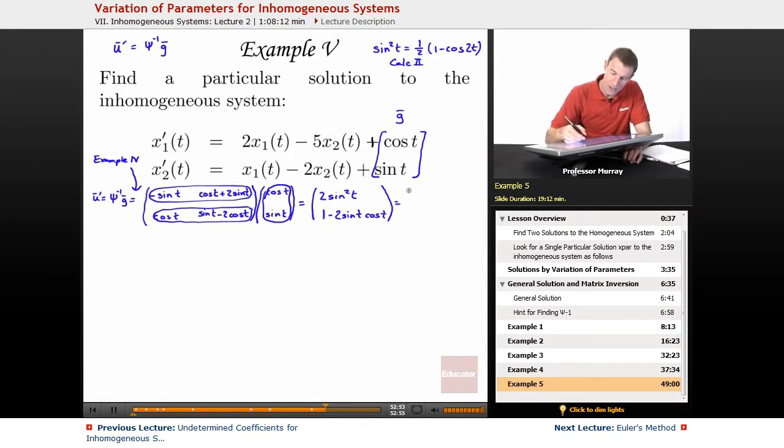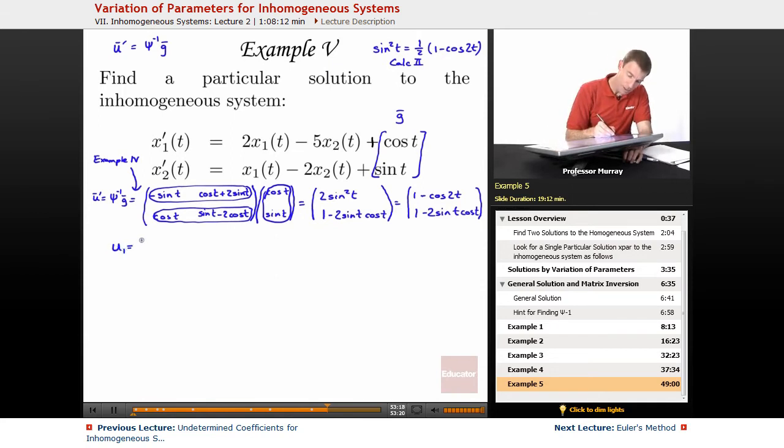And so if I write this out, 2 sine squared of t would just be 1 minus cosine of 2t. And then on the bottom, I have 1 minus 2 sine t cosine t. So I really want to think of those as, remember, that's u prime. So that's u1 prime and u2 prime. So u1 is the integral of that first row, 1 minus cosine 2t dt. And so if I integrate that, I just get t. Now, the integral of cosine is sine, but since it's cosine of 2t, it's 1/2 sine of 2t.